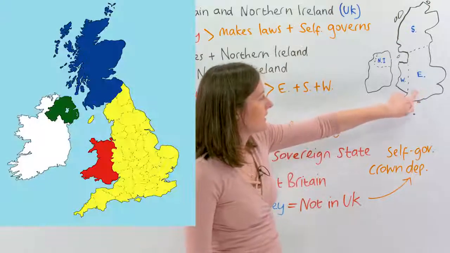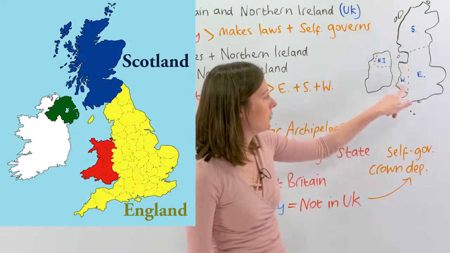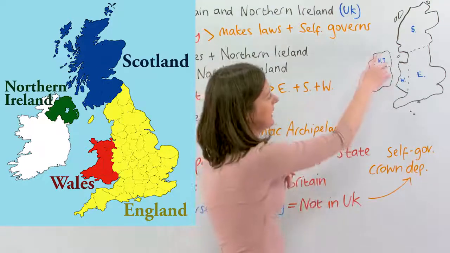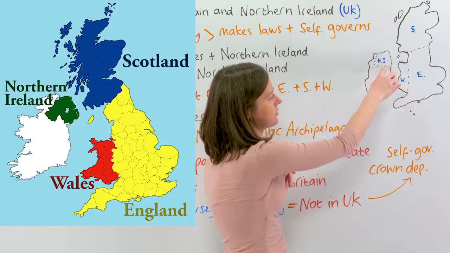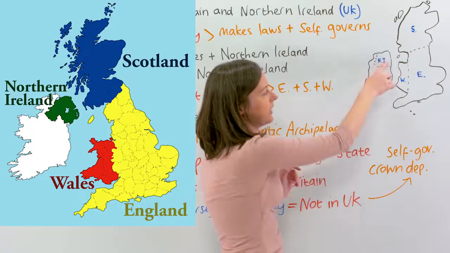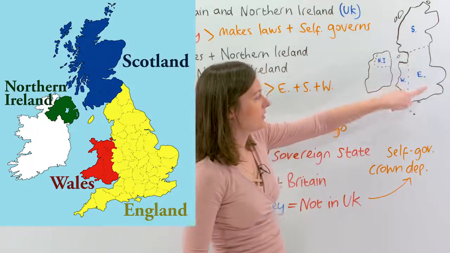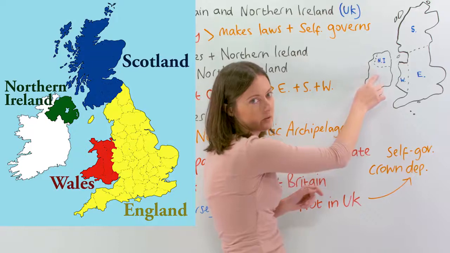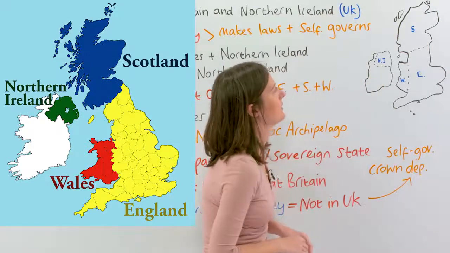We've got England, Scotland, Wales, and Northern Ireland. And the dotted line shows where Northern Ireland ends. This part is part of the United Kingdom. This part is not. More on that later.